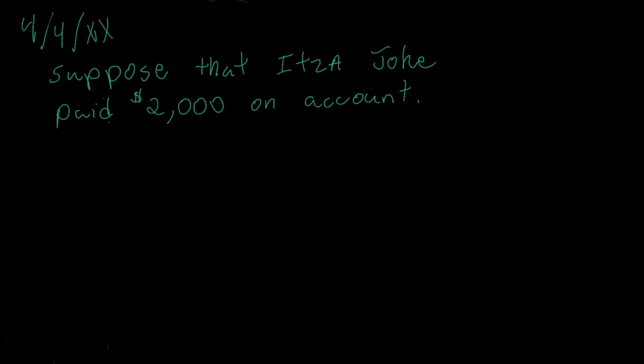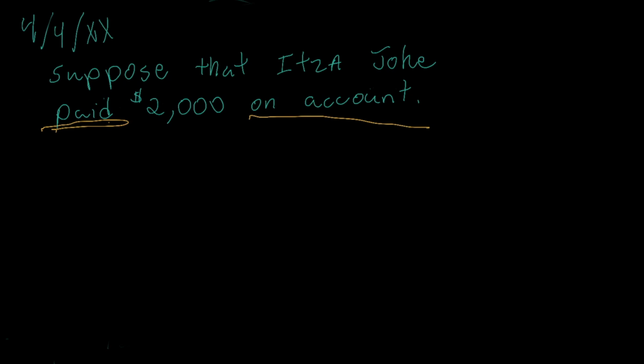Okay, gang, it is now April 4th, and suppose that It's a Joke paid $2,000 on account. First and foremost, we need to identify the keywords so that we can properly understand whether we're on the purchasing side or selling side. We have paid as a keyword and on account. Now, this is a continuation from the April 1st transaction, which we purchased some inventory. Now we're paying $2,000 on account for that inventory.